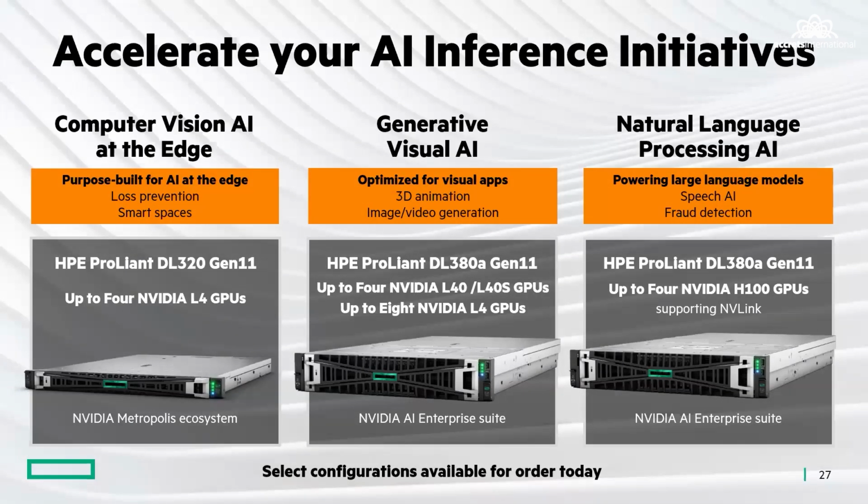For example, on the extreme left, we have the computer vision AI at the edge. It's a 1U server that can support 4 L4 GPUs, and this solution is more for smart spaces, loss prevention, and video surveillance. The central one is the generative vision AI, which is more for 3D animation as well as image and video generation. This server is a 2U, but it can support 2 variations: 4 L40S GPUs or up to 8 NVIDIA L4 GPUs.